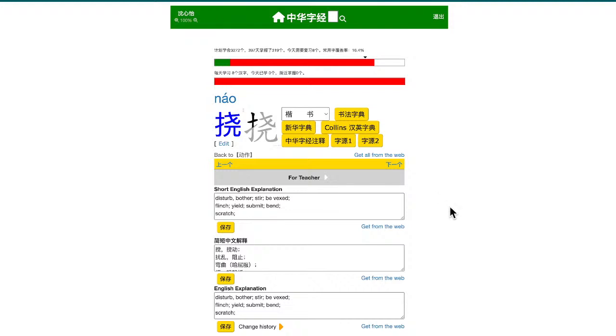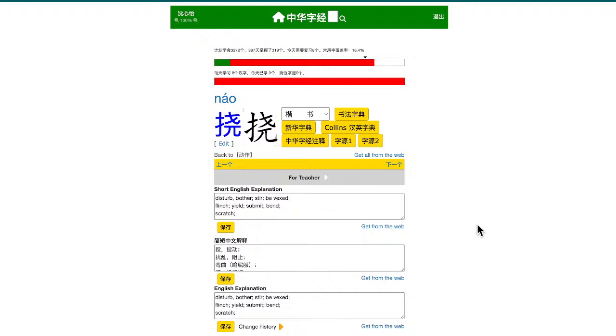Now, 恼 means disturb or bother something, or stir up something, be vexed at something. It's called a 恼. Basically, you make it difficult for somebody else to do something. Okay, called 恼.